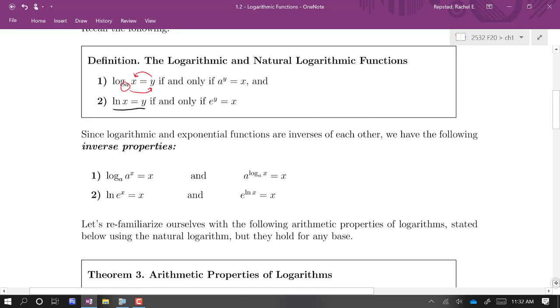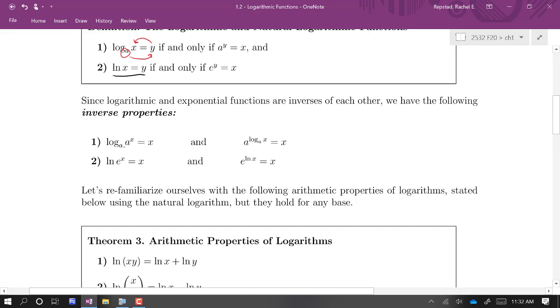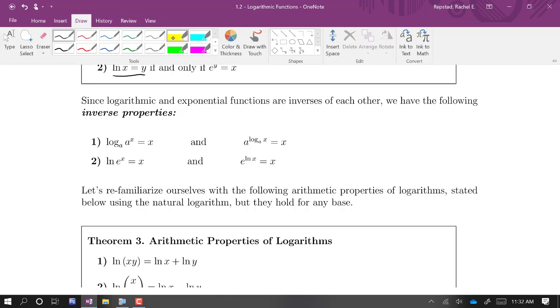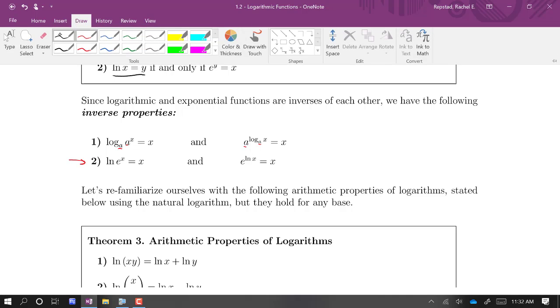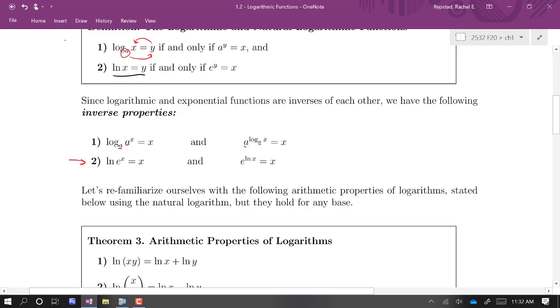From these definitions, we get these inverse properties. If you put an exponential function inside a logarithmic function of the same base, they basically annihilate each other. Log base a of a to the x is just equal to x. It gives you that power. And vice versa, a raised to the log base a of x is equal to x. What's important is that these bases agree here. And in item 2 here, we just have the same properties written out except in the natural base specifically.